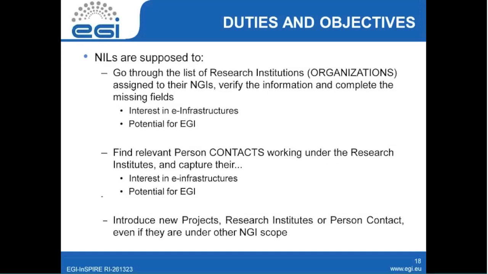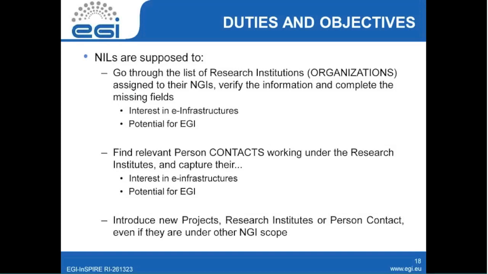And basically, what is expected to be done? NILs are supposed to access the system and go through the list of research institutes assigned to their NGI, verify the information and complete the missing fields. This is the first step: to validate the information regarding the institutes working under their NGI and complete the missing information.